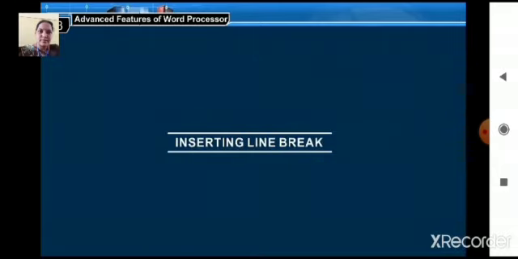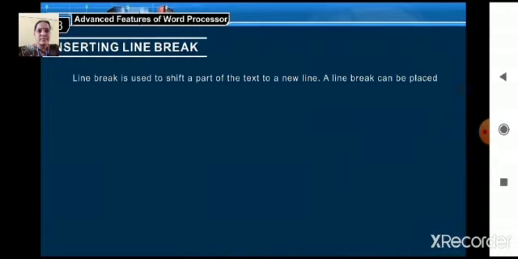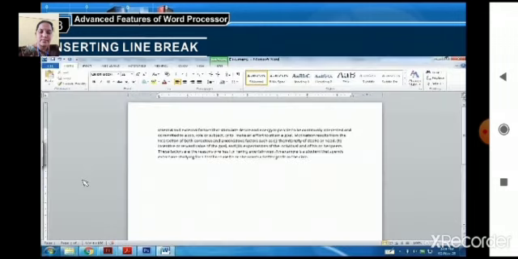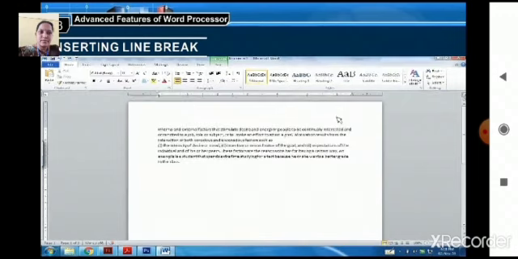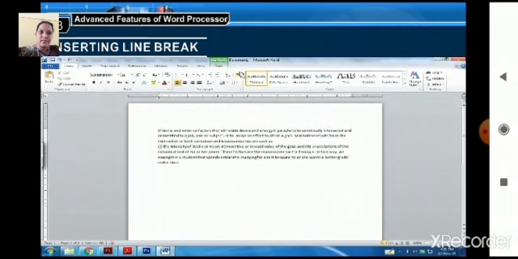Inserting line break. Line break is used to shift a part of the text to a new line. A line break can be placed anywhere in the Word document. To insert a line break into the document, follow the given steps. Step 1. Place the cursor at the position where you want to add a line break. Step 2. Press the Shift plus Enter keys together. Note, a line break takes place without breaking a paragraph. To check the line break in a document, click on the line break symbol on the Home tab in the Paragraph group.